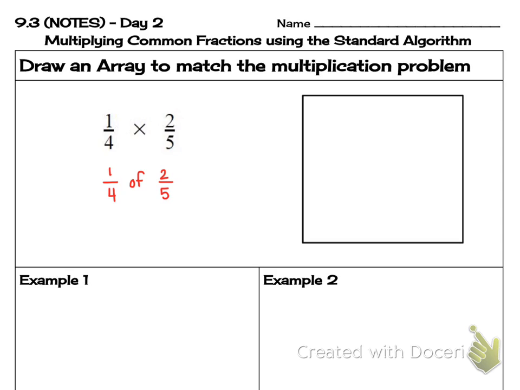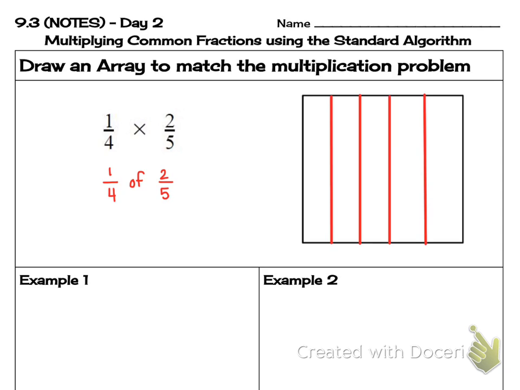So what we're going to do is draw the 2/5 in the box first. That means I need to draw vertical or horizontal lines breaking this square into 5 equal pieces. It looks like this is the closest I'm going to get to 5 equal pieces. Make sure you have yours drawn before we move on.